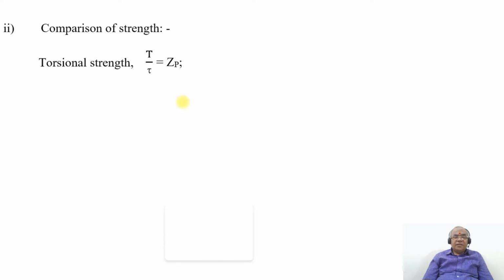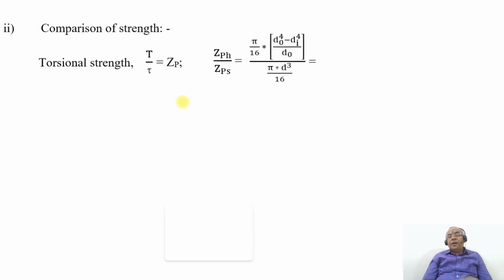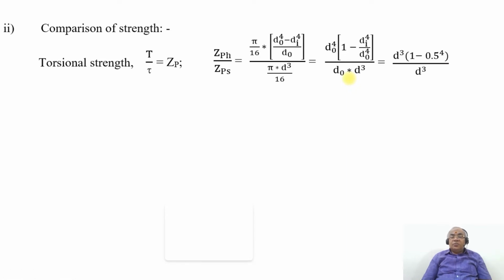Torsion strength is given by T by tau equal to Zp, where Zph by Zps will be equal to pi by 16 into D naught to the power of 4 minus Di to the power of 4 by D naught, the whole thing divided by pi d cube by 16. So pi by 16 cancels. Taking the common factor D naught to the power of 4 into 1 minus Di by D naught whole to the power of 4, and that D naught comes down from the denominator into D cube. Since D naught is equal to D, so D cube into 1 minus 0.5 to the power of 4 by D cube. So both these get cancelled.